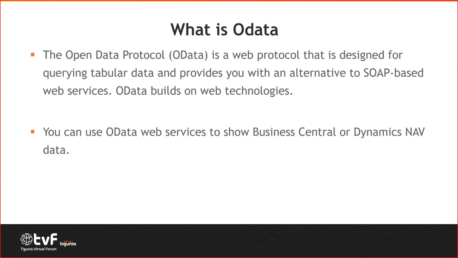So we can use these OData web services to show Business Central data or Dynamics NAV data. What you're going to see me do today is going to be based on Business Central, but you can also do it in Dynamics NAV. Dynamics NAV had this OData interface, so if you have a previous version prior to Business Central, it still works, and you can do a lot of what you're going to see today.